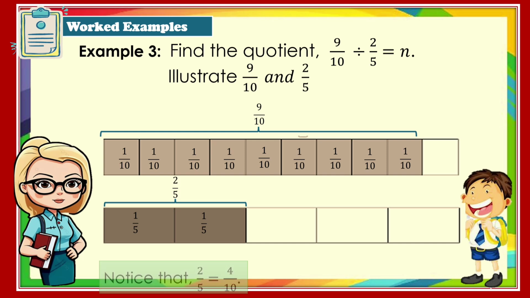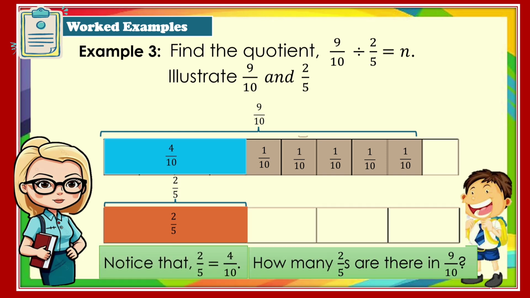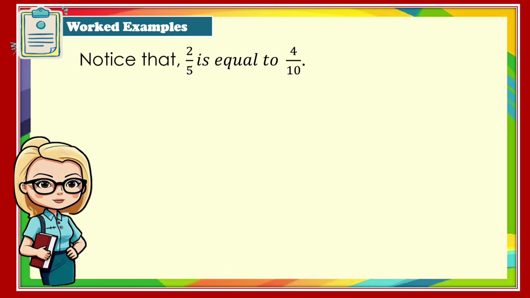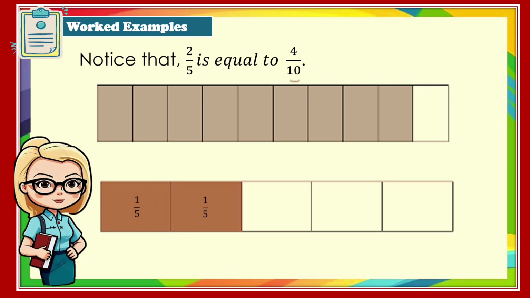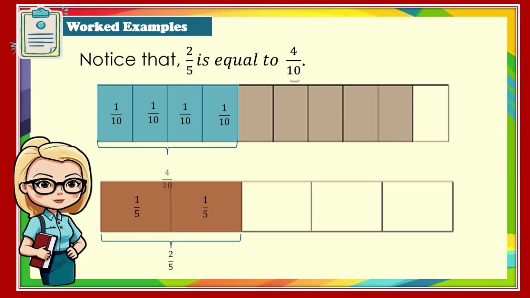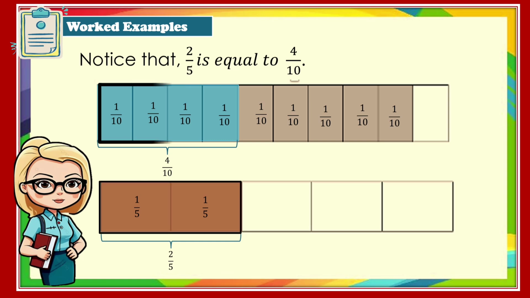Question. What can you say about the color blue and the color orange? That is 4/10 and 2/5. Are they equal? Notice that 2/5 is equal to 4/10 as shown in the illustration. So this is 2/5 and that is equivalent to 4/10. Okay, so 2/5 is equal to 4/10.